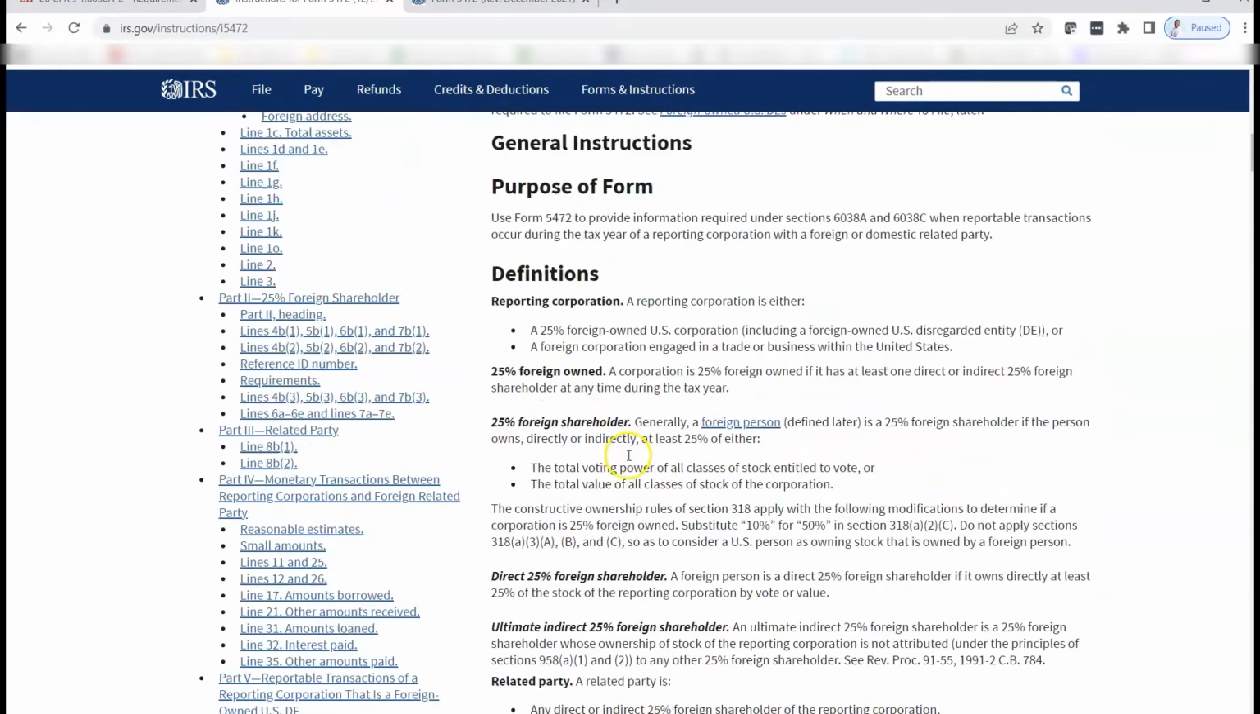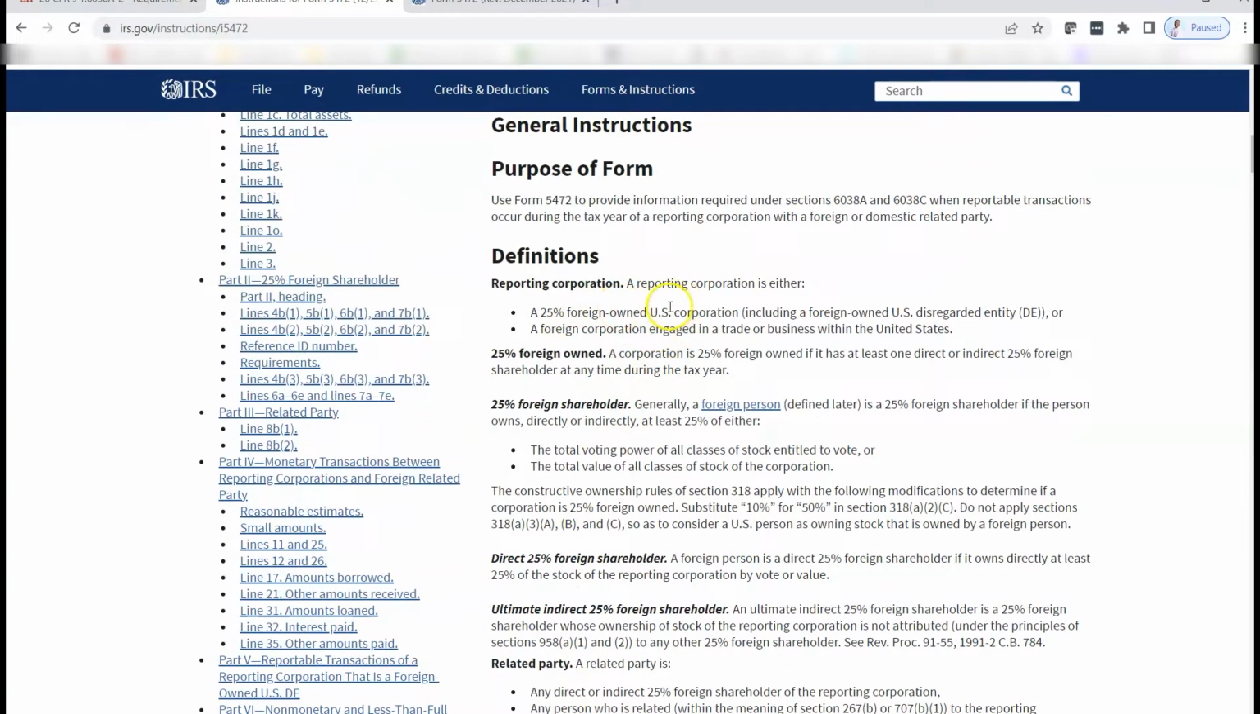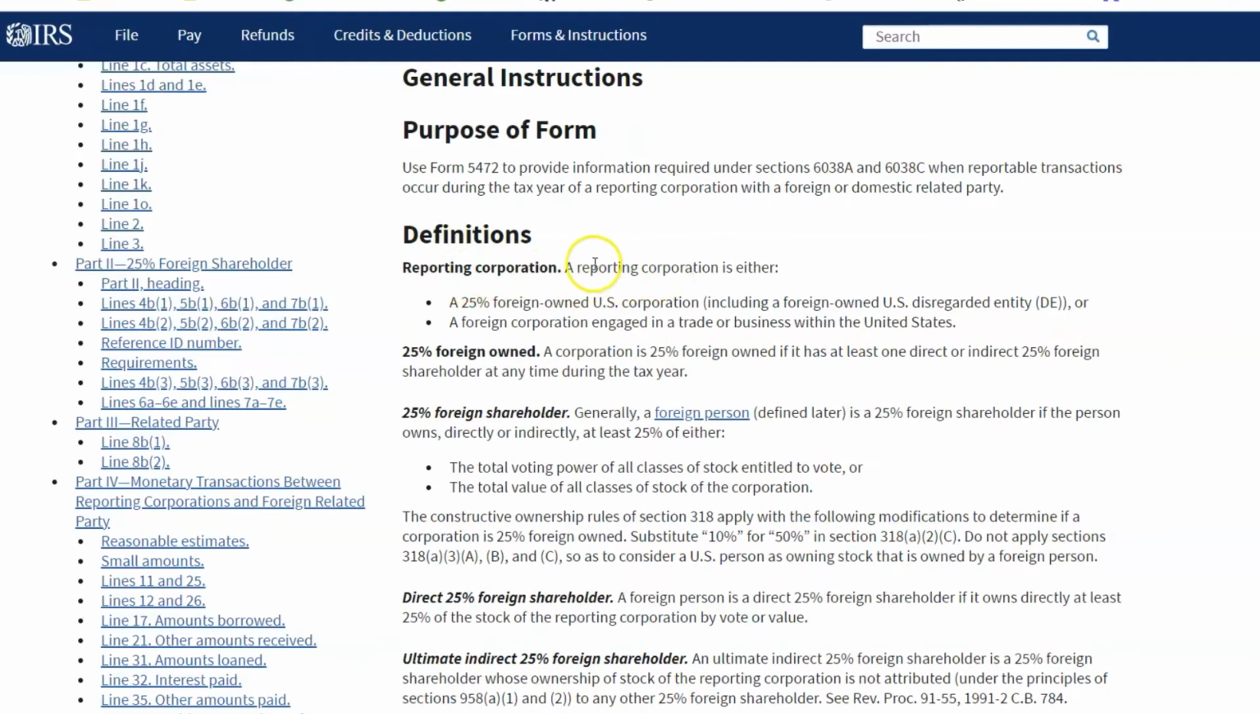So let's go all the way up and see how the IRS defines a reporting corporation and which entities fall into this definition. What we're seeing here is that a reporting corporation is either a 25% foreign-owned U.S. corporation. So it could be a corporation formed anywhere in the U.S. where the owner is a foreign person and where that foreign person owns 25% or more of the entity. If you have a situation like that, you have a reporting corporation. You could also have an LLC that has elected to be a corporation, where that LLC is owned by a foreign person who owns 25% or more of that LLC.